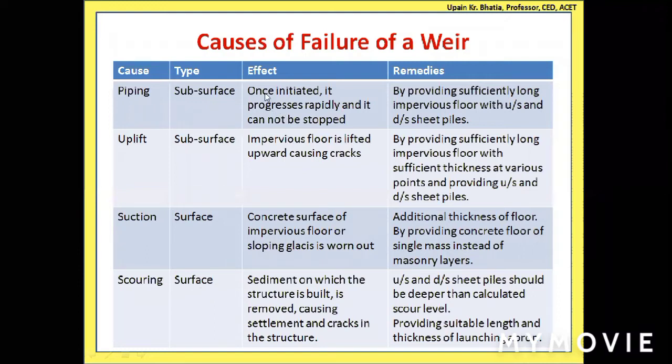Due to piping, if piping failure is initiated once, if it gets started, it progresses very rapidly, and it cannot be stopped. Once the piping failure is initiated, you see that the failure has started. The piping failure has just begun. It is very, very difficult to stop the progression of this failure. You cannot prevent the overall failure of the structure.